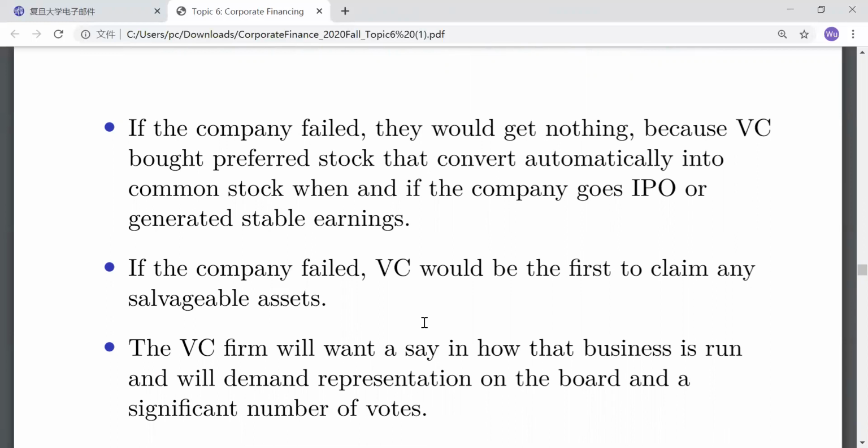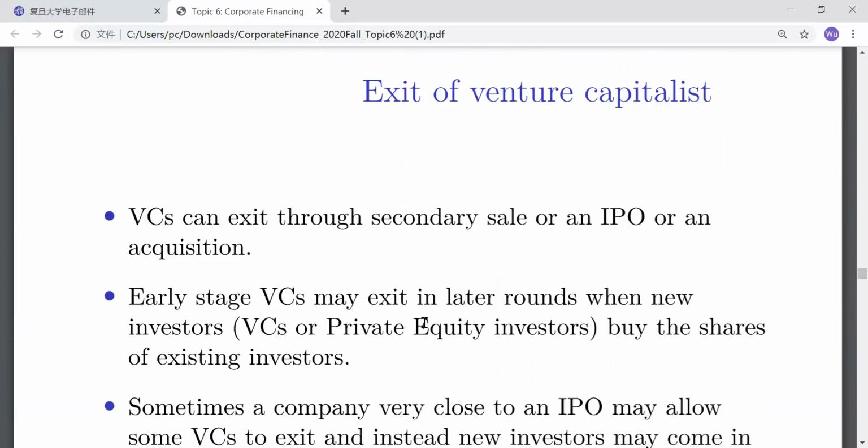And if the company failed, they will get nothing because the VC bought preferred stock that converts automatically into common stock when and if the company goes IPO or generates stable earnings. So this is for the startup managers. And if the company failed, the VC will be the first to claim any salvageable assets, right? So they are like the debt holder in some way. And then the VC firm will want a say in how the business is run, so that's why they will demand representation on the board.